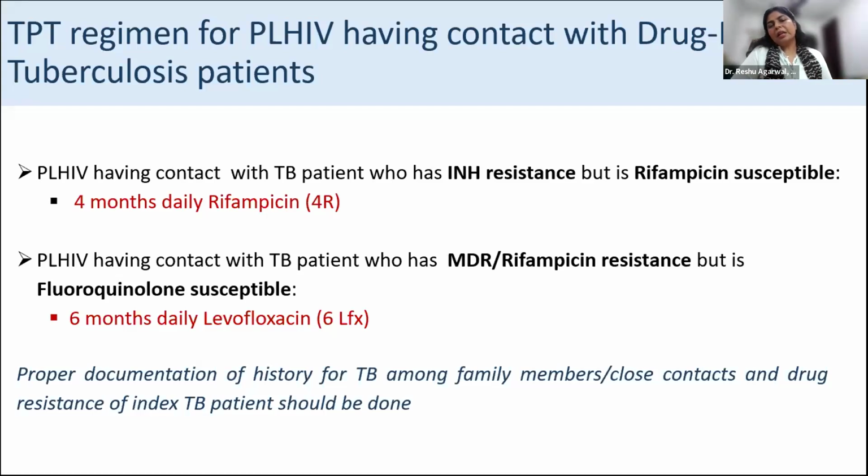Either the patient is self-reporting to you that he or she has a contact with a DRTB case, or you have a DRTB case and you look into the family members of this case, to see whether there is a member enrolled at your ART center, and then you should elicit this person for TPT initiation.